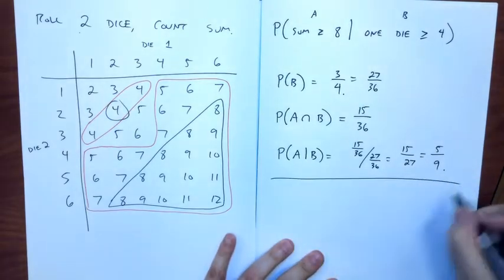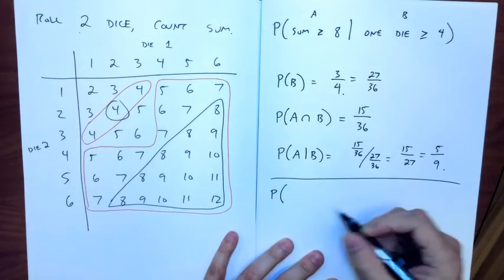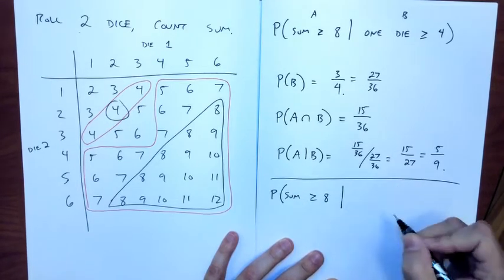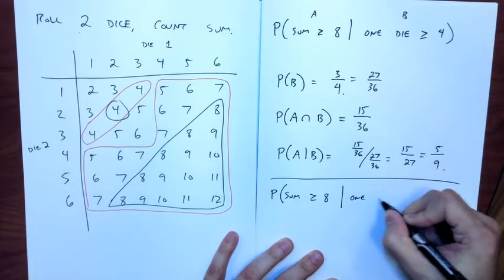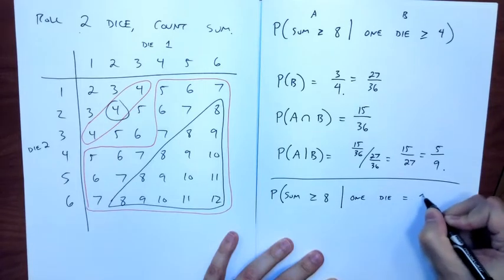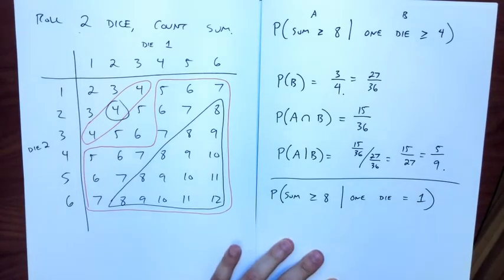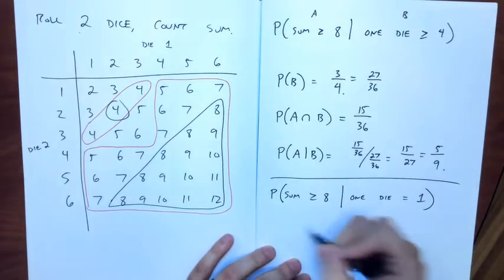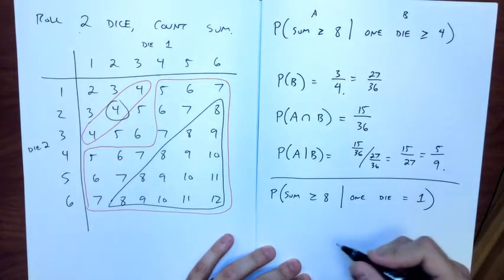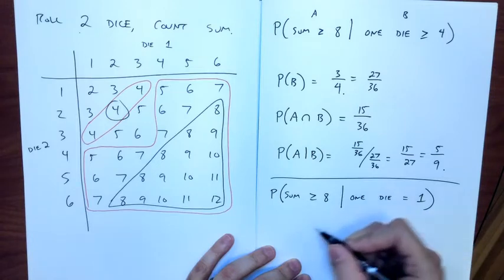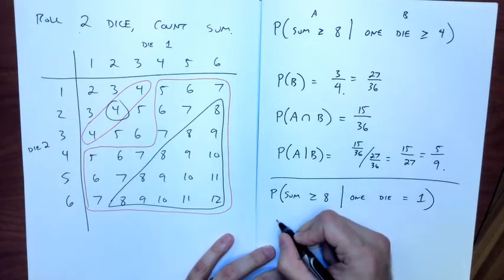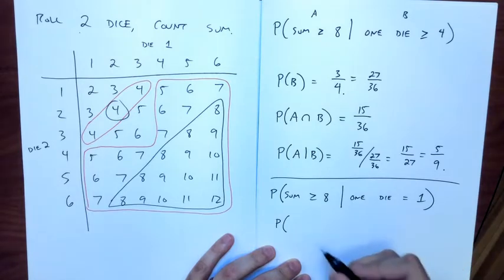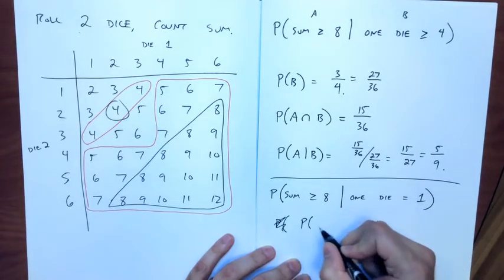Finally, let's talk about something like, what's the probability that the sum is greater than or equal to 8, given that one die is equal to 1. So here, again, the probability that the sum is greater than or equal to 8, we already know. Actually, we don't have to do any computation here at all, right? Because of the probability that both of these things happen, right?